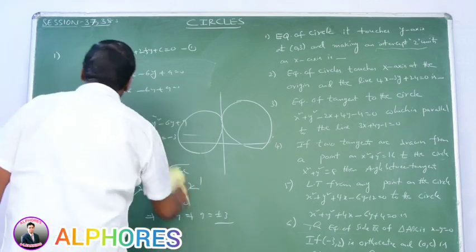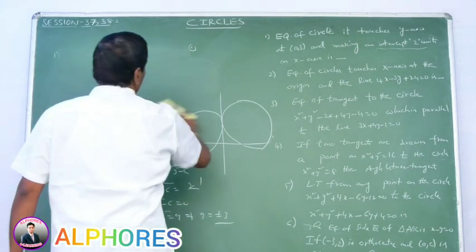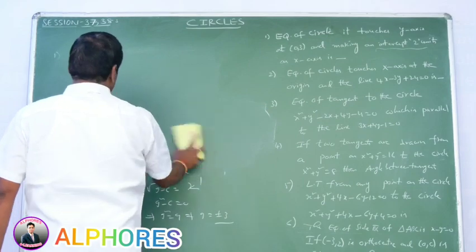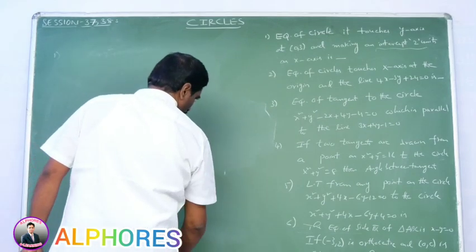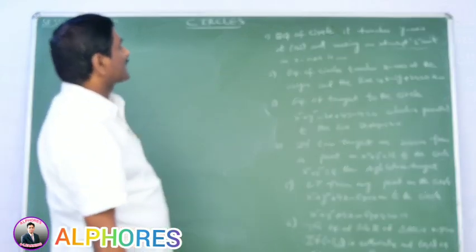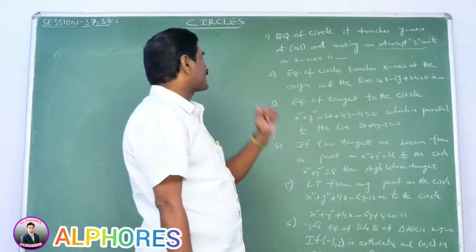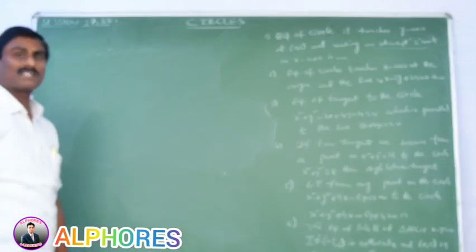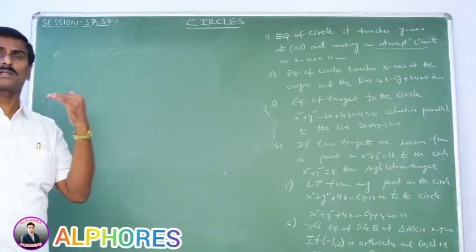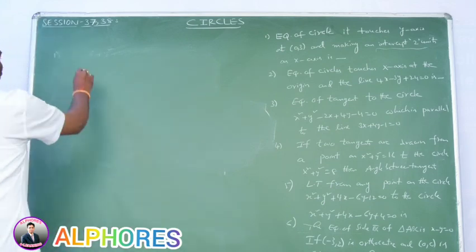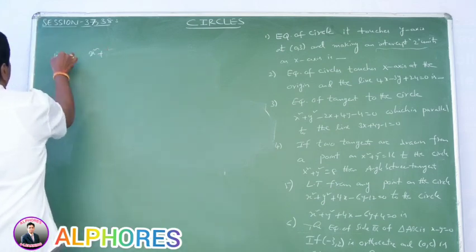Next, second one. Equation of the circle which touches the x-axis at origin. Let us assume S is equal to 0 is the circle. That means x square plus y square plus 2gx plus 2fy plus c is equal to 0 is the equation of the circle.